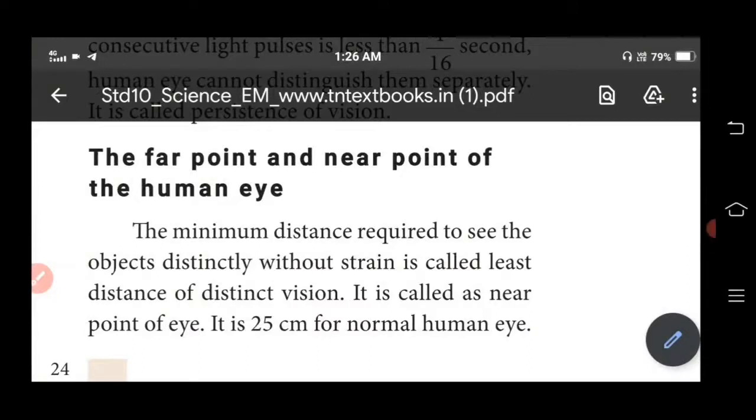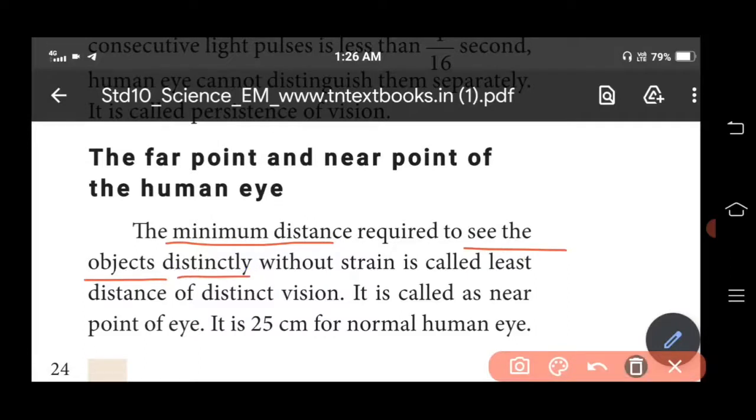Students, our next topic is far point and near point of the human eye. The minimum distance required to see the object distinctly, meaning clearly, without any strain, is called the least distance of distinct vision. It is called the near point of the eye. The near point of the eye is 25 centimeter for a normal human eye. That's why we have to keep our study material within 25 centimeter.